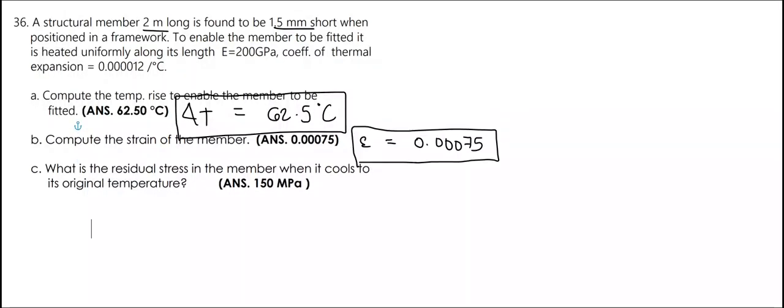And for the third problem, the residual stress in the member when it cools down to its original temperature. When the member cools back to its original temperature, the contraction due to the thermal strain will induce a residual stress. To compute this stress, we use the formula for modulus of elasticity, that is equal to stress divided by strain. Rearranging, we get stress is equal to the modulus of elasticity multiplied by the strain.